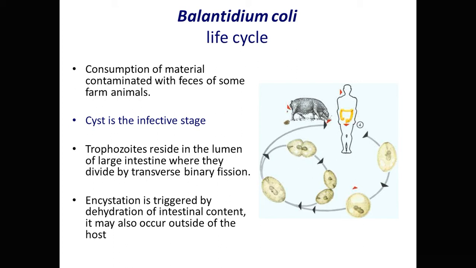And the life cycle of Balantidium coli is very similar to that of Acanthamoeba. It is also released with the feces in the cyst stage, and then the cyst can be ingested by either an animal or a human, and can invade the intestinal tract and cause damage there, leading to diarrhea.